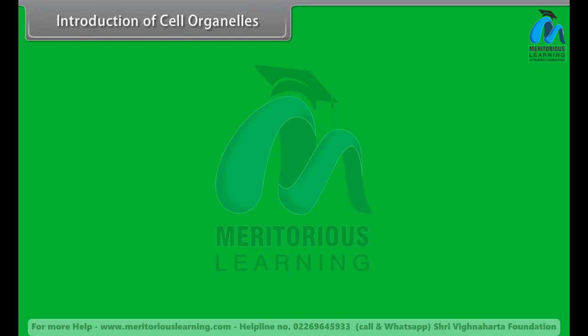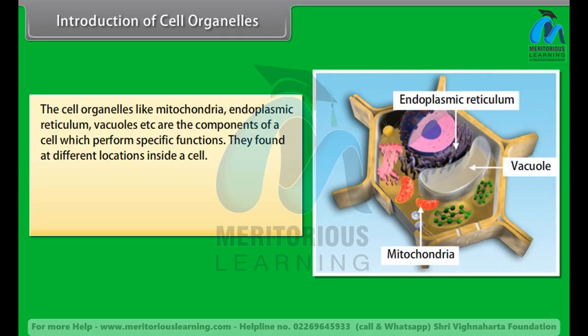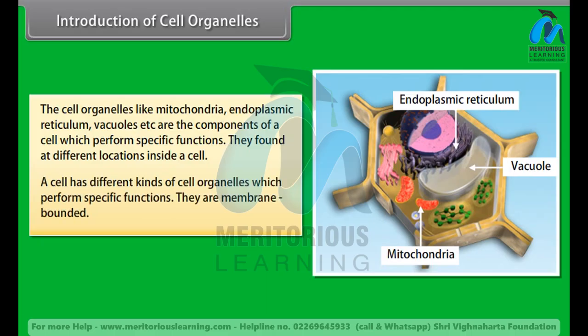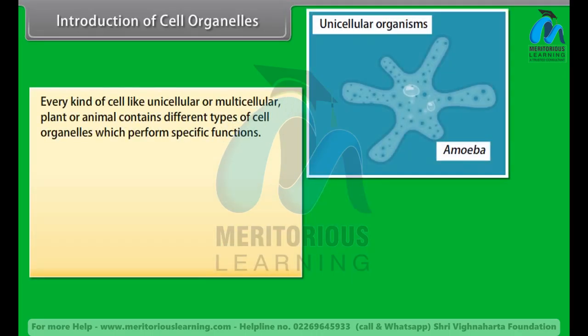Introduction of cell organelles. The cell organelles like mitochondria, endoplasmic reticulum, vacuoles, etc. are the components of a cell which perform specific functions. They are found at different locations inside a cell. A cell has different kinds of cell organelles which perform specific functions. They are membrane-bounded.